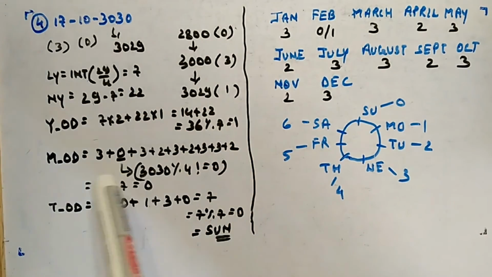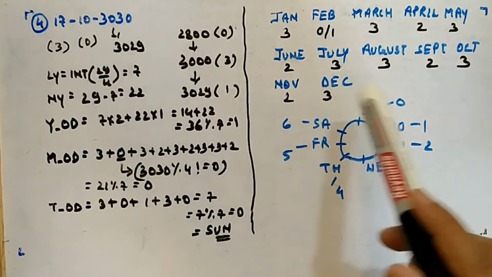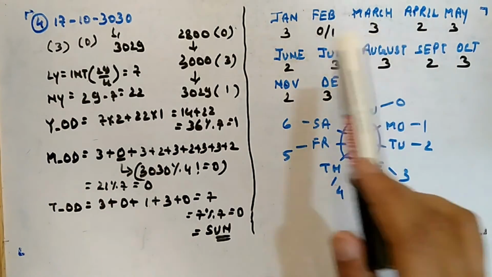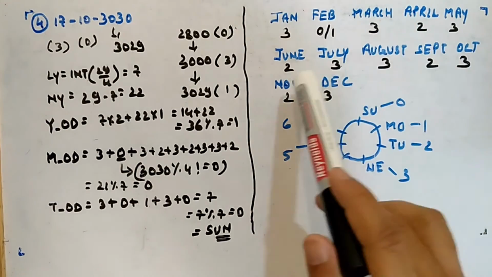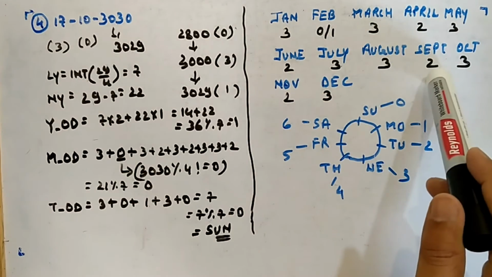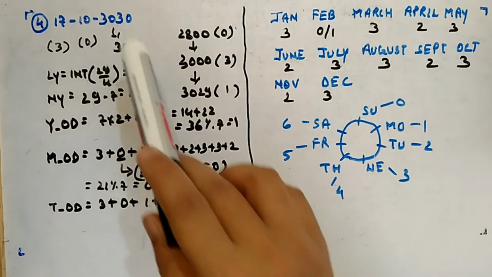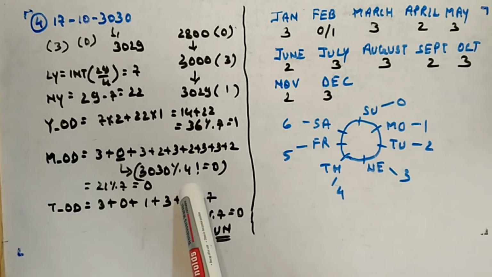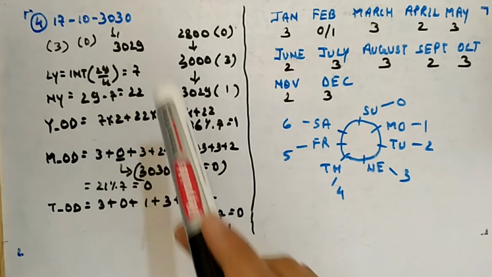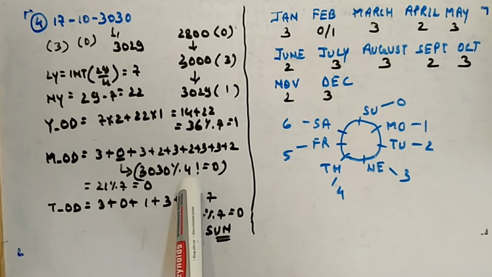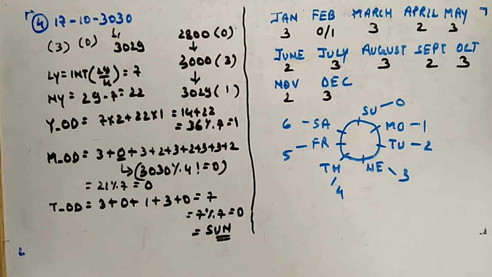Okay, now let's go to month. So month odd days will be for October, so till September we have to go. 3 plus 0 plus 3 plus 2 plus 3 plus 2 plus 3 plus 3 plus 2. This is what I have done, and 0 I am taking for February because 3030 is not divisible by 4. It's not a century year, so that's why divisibility by 4 we are checking. It is not divisible, that's why 0 has been taken. So total you will get 21, and if you take modulo with 7 you will get 0.